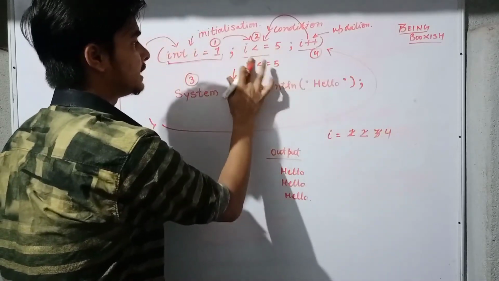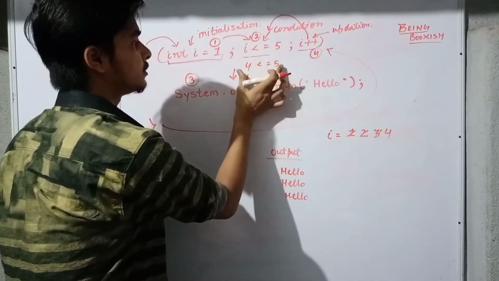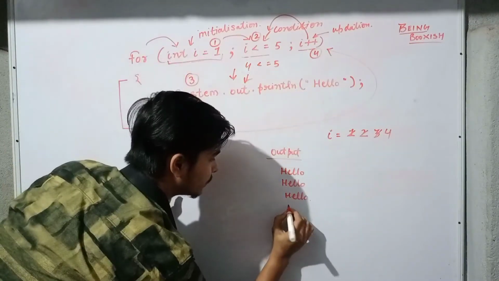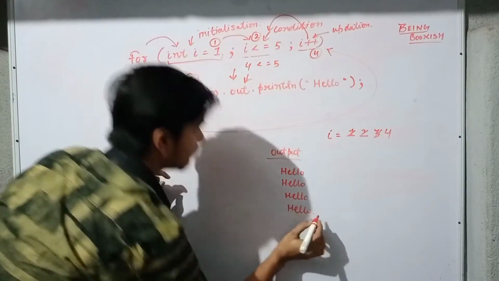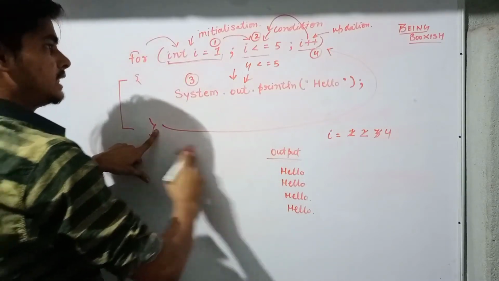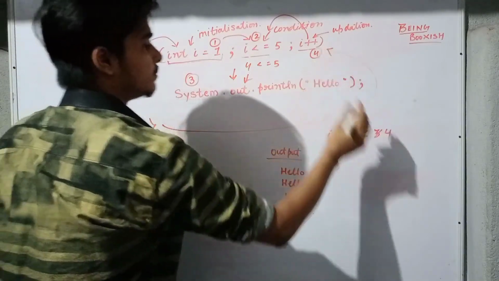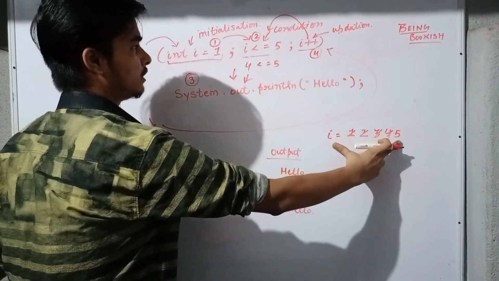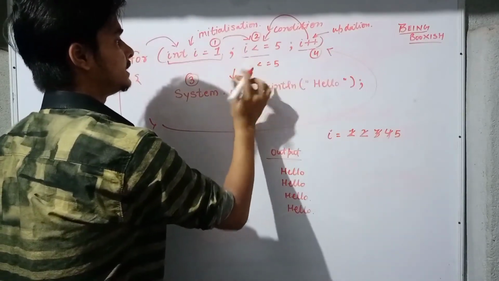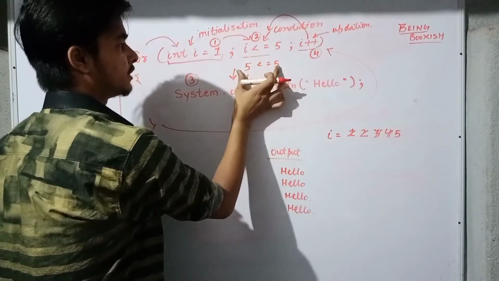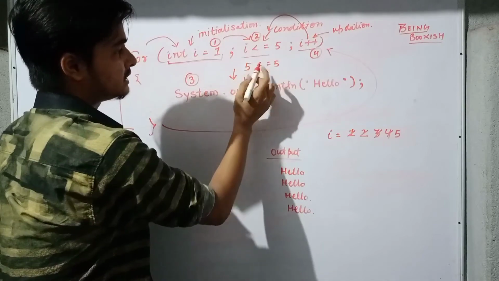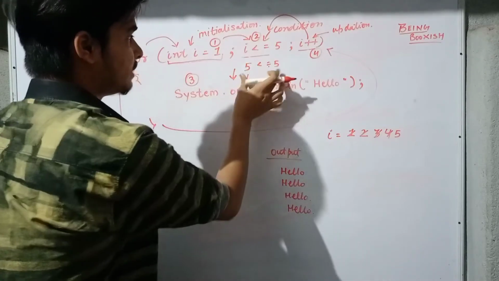So 4, we will check here, is 4 less than equals to 5? Condition true. It will come to the body part and it will print hello. Now the cursor will come here again, it will go to the updation part. Updation increments the value of I by 1. So now our I value is 5. Now it will check again, is 5 less than equals to 5? Now also the condition is true, because although 5 is not less than 5, it is equal to 5.